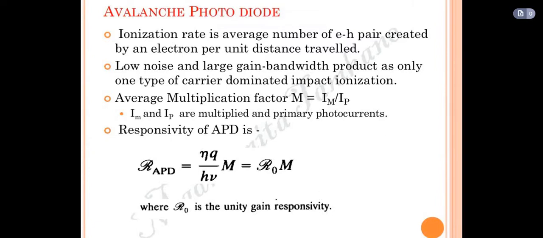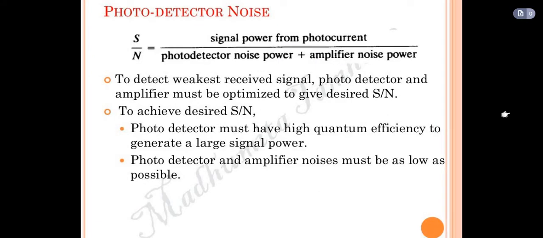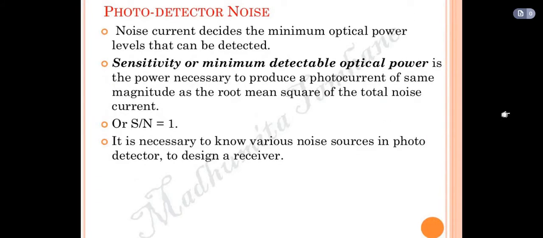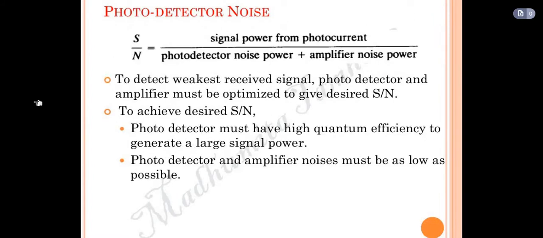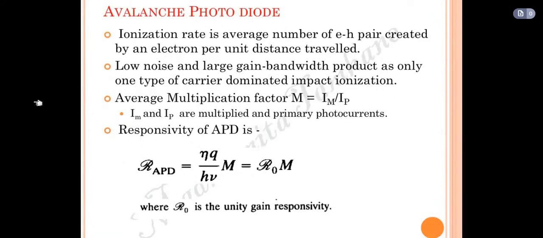In the previous classes, we have discussed the concepts related to the PIN diode, its signal to noise ratio, and how we are going to obtain the SNR. That is also what we covered in the previous session. Now we are going to learn in detail how the avalanche photodiode is going to work.